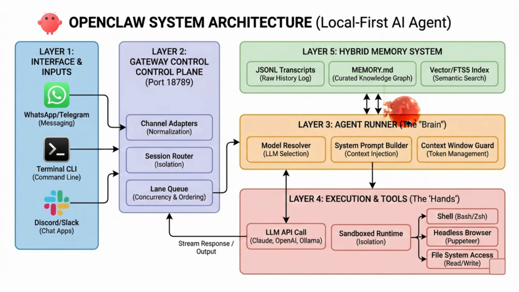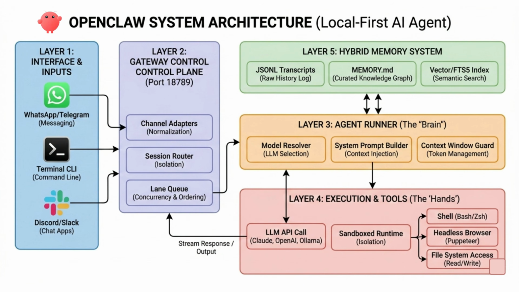So after including the required preferences from memory into the system prompt, it comes to layer 4, which is the execution and tools layer and acts as the hands. The planned actions are executed safely, and prompts are sent via LLM API calls to Claude, OpenAI, or local Llama models. All actions run inside a sandbox environment to prevent accidental system damage. Available tools include shells, which can run terminal commands, for example checking logs and git commits. A headless browser like Puppeteer can automate websites, click buttons, and scrape data, and there is full system access to read, edit, and create new files or documents. Finally, the output of this layer is sent back to you via layer 2 and delivered to your phone via your chat app.